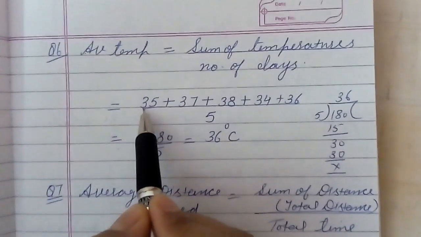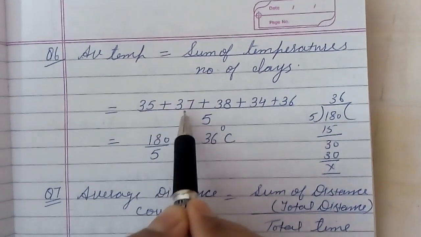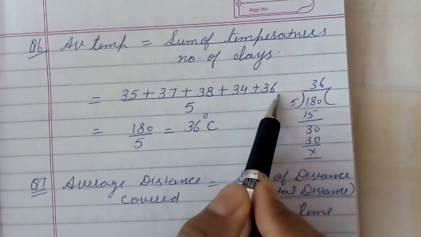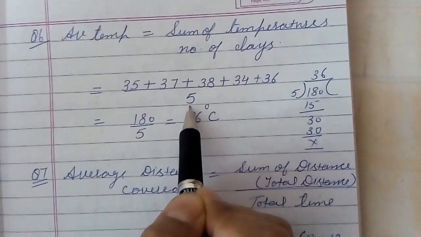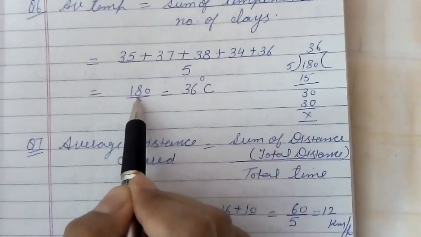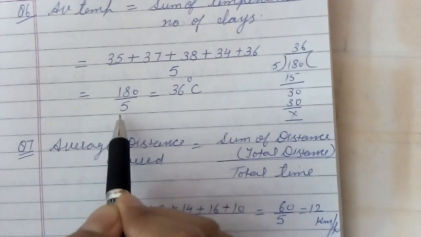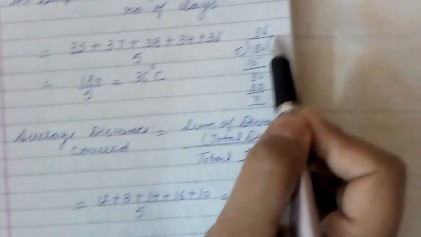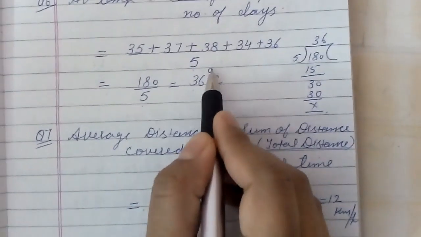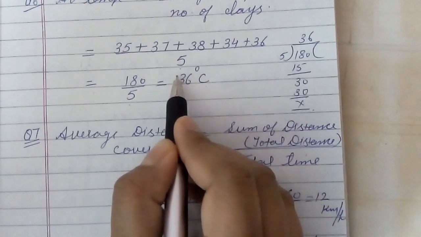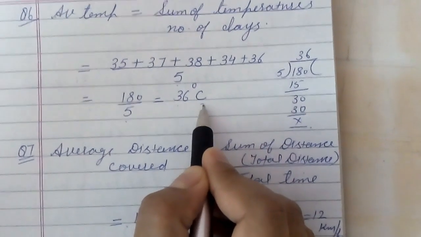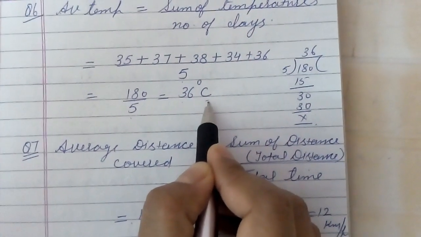And as you know, the temperature recorded for the first day is this, second is this, third is this, fourth is this, fifth is this, divided by number of observations. So when you will add up all these observations, the sum will be equal to 180 divided by 5. So again you can do division on the side and your answer is 36 degree Celsius. As the case of temperature, it is compulsory to mention unit. If you will not mention unit, we will deduct marks.